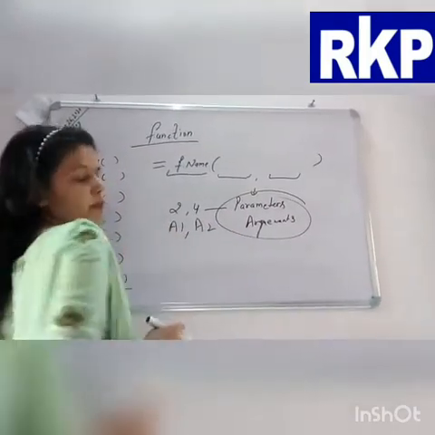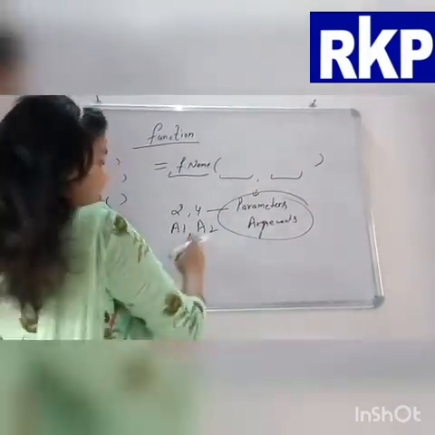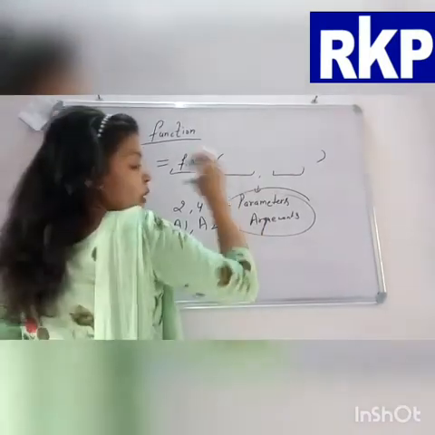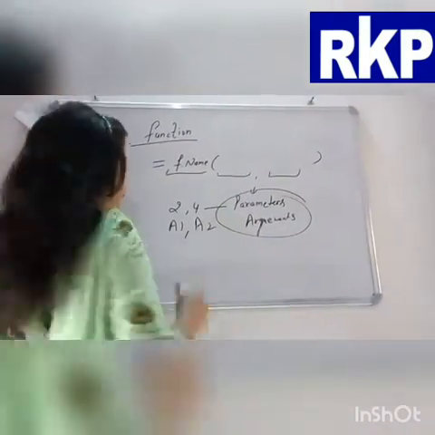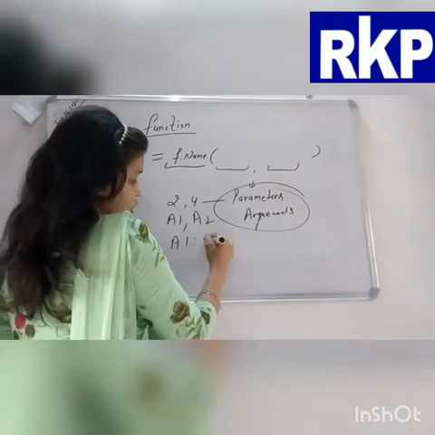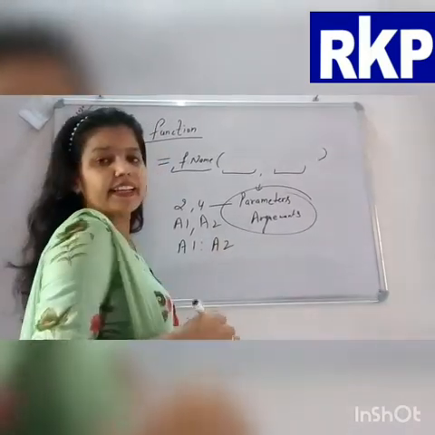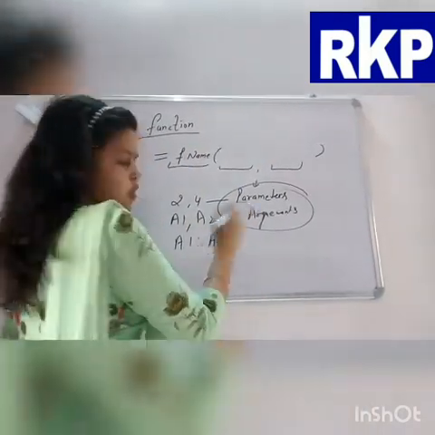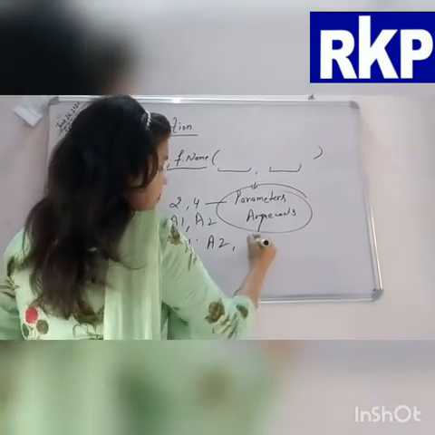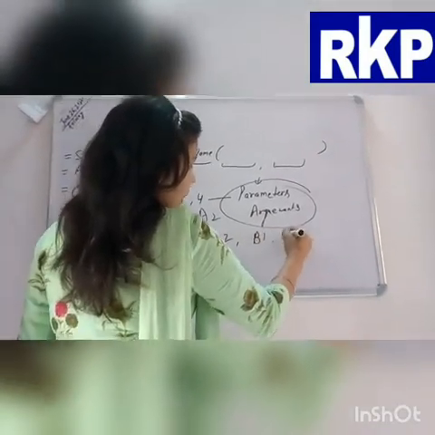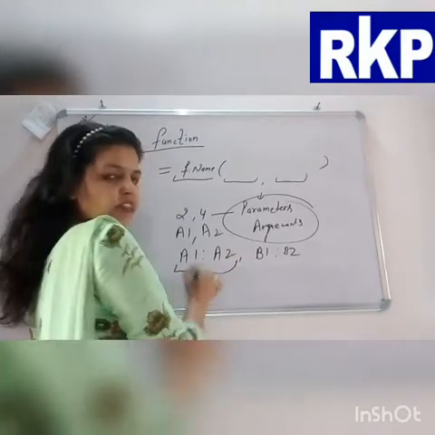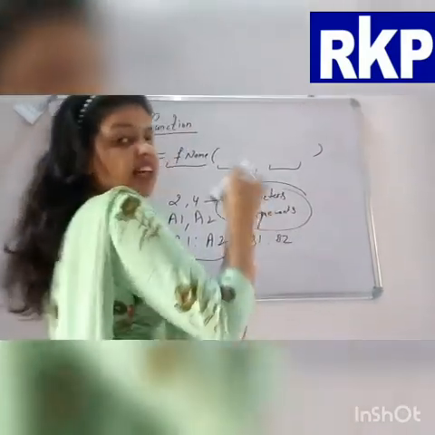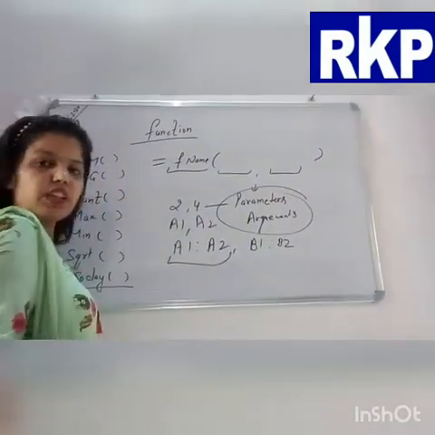If 2 and 4 are present in A1 and A2, then you can write A1 and A2 with a comma. You have to separate these with a comma. Or you can write any range, like your values are present in the A1 to A2 range, so write A1 to A2. You can add multiple ranges also, like B1 to B2. So it will add all the values present in A1, A2, B1, B2 and return you the result.